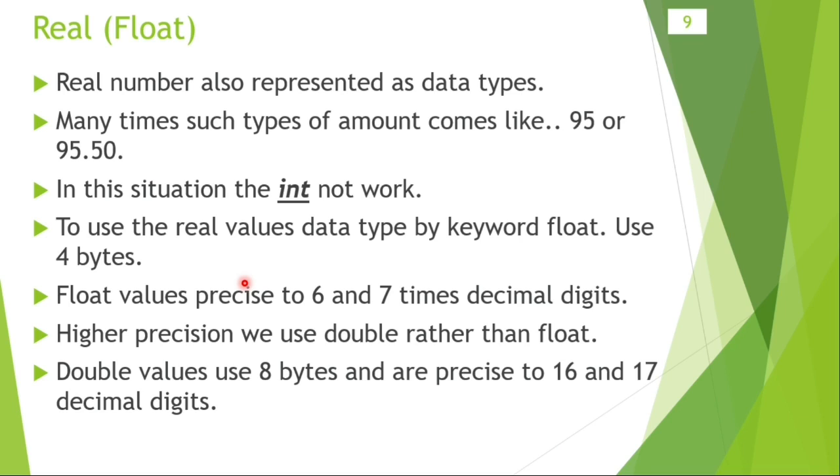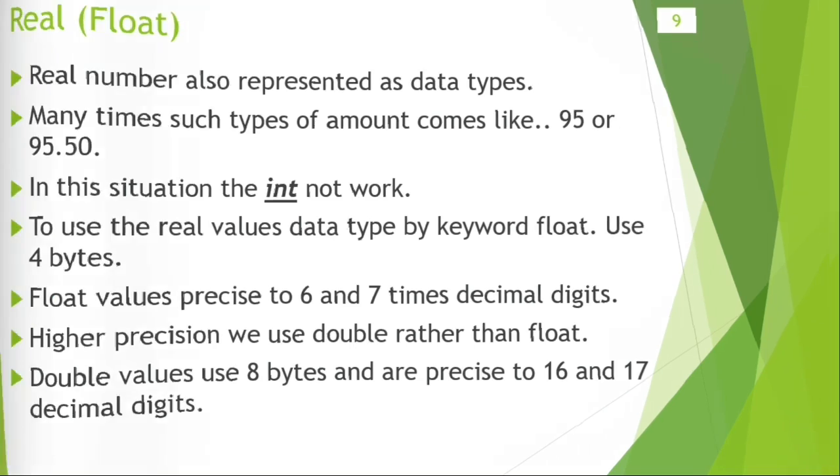Now the latest computers can support further decimal numbers also. For higher precision, we use double rather than float. Instead of float, we will use double as the identifier. So how will we write that? Double values use 8 bytes and are precise to 16 to 17 decimal digits. We'll see in the next slide.